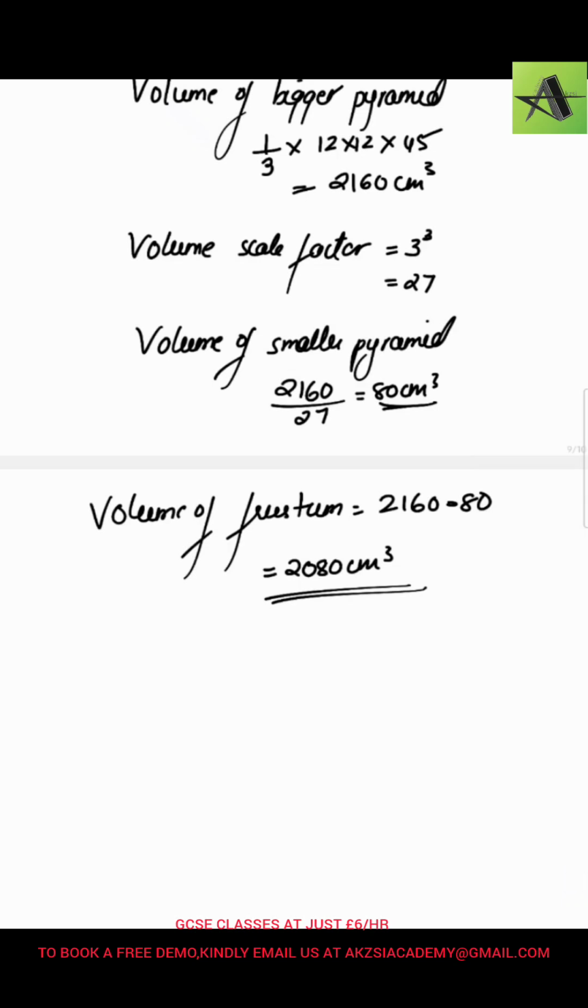Volume for any frustum is, you just calculate the volume of the bigger one, subtract the smaller one that's been chopped off, and you'll get the volume of the frustum. But that doesn't apply for the total surface area. Maybe for curved surface area you can apply this method, definitely you can, but not for total surface area. So that's it for today for the volume of the frustum of pyramids.